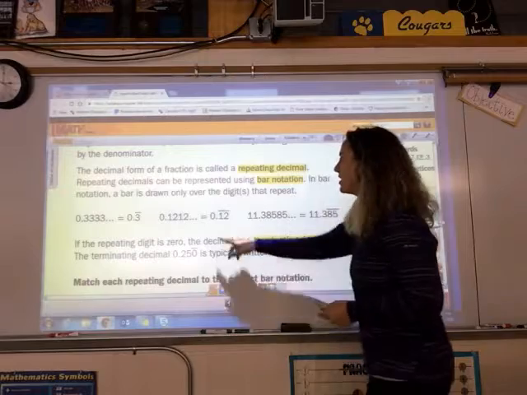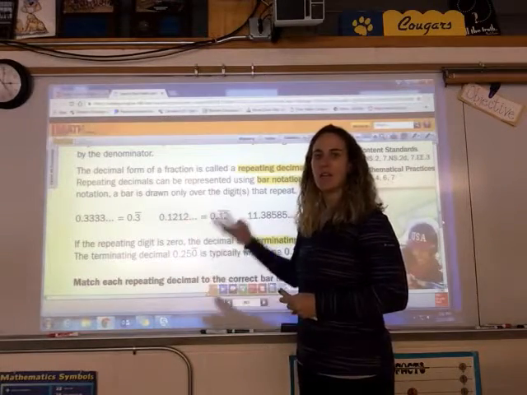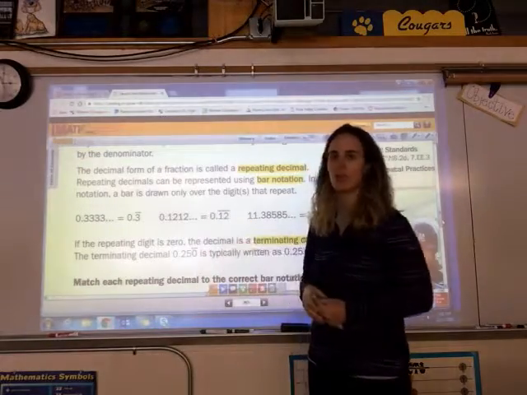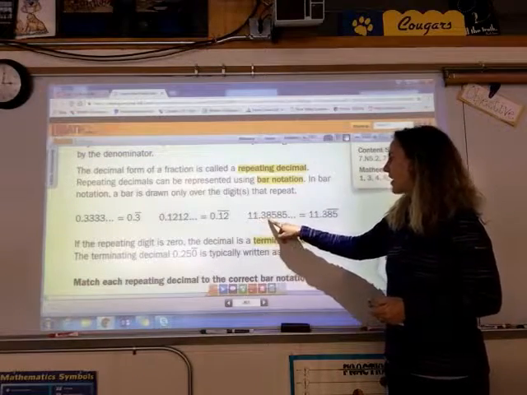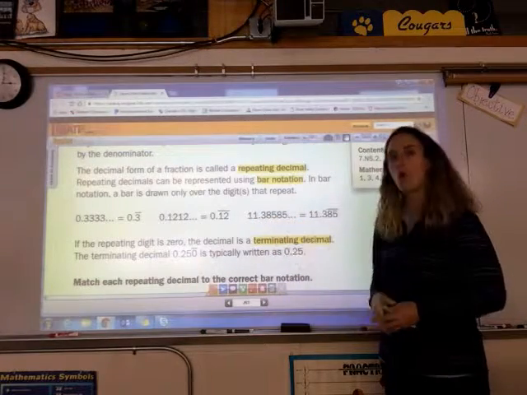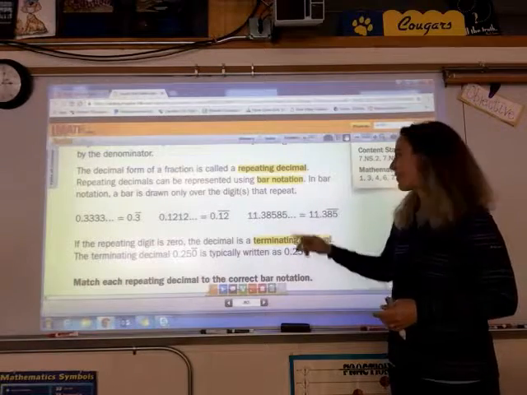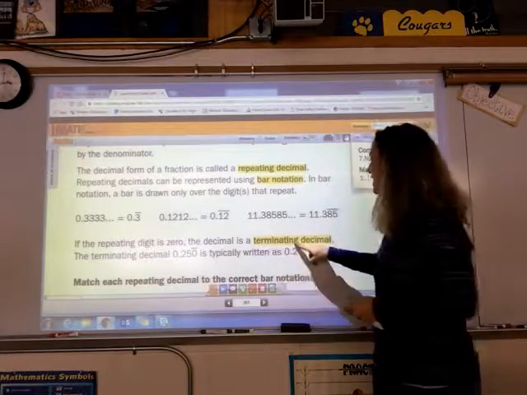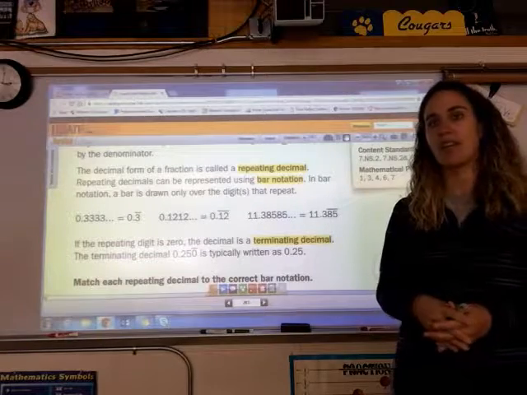0.3333..., we can use the bar notation and just put 0.3 with only one 3, and your bar notation is over the 3. Same thing here on this one, you've got 0.1212... An easier way would be to draw the bar notation over both in 0.12. You can see here, same thing, you're looking at 11.38585... Only the 8 and the 5 are repeated. And so because only the 8 and the 5 are repeating, we're using the bar notation over the 8 and the 5.